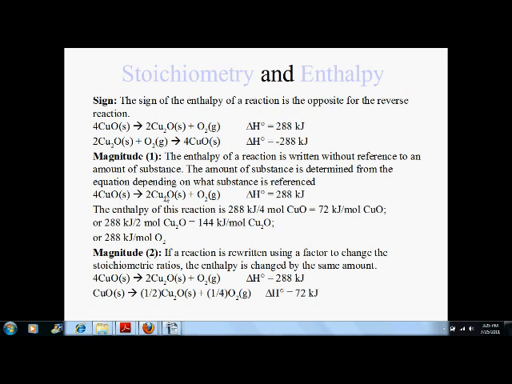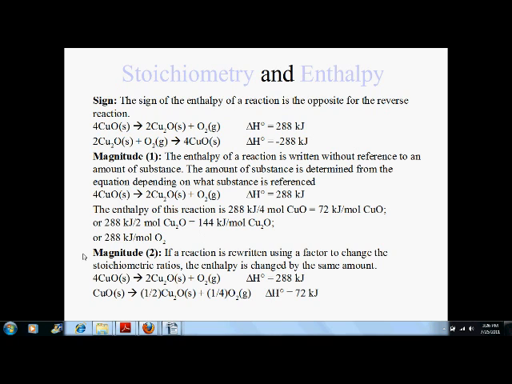The 288 kilojoules is also for 2 moles of copper 1 oxide. If you do that division, you get that we have 144 kilojoules per mole of copper 1 oxide. The 288 kilojoules is also per 1 mole of oxygen. So the enthalpy of the reaction is written for the reaction as written.